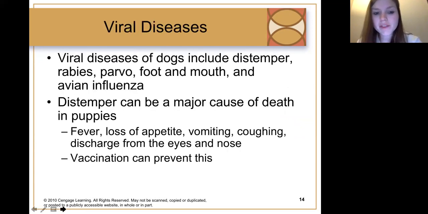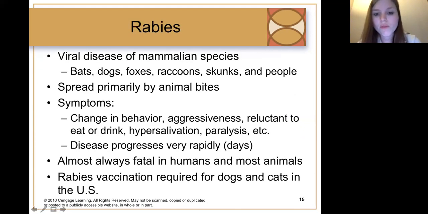We talked about different viral diseases, and distemper can be a big one. Rabies we talked about a lot. I feel like everybody's fairly familiar with that.